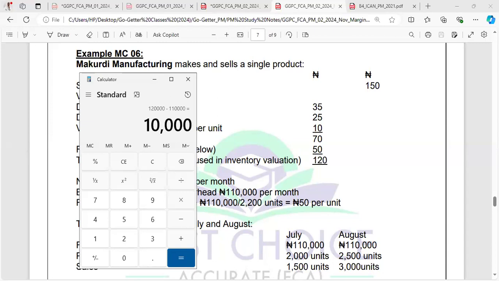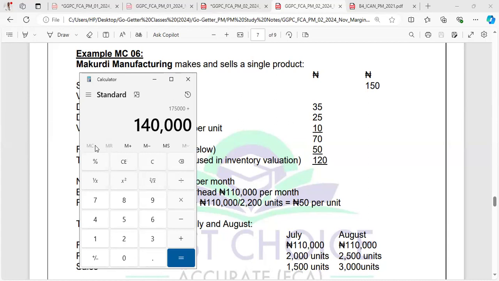In August, we already have an opening stock, which was the closing stock of July, 500 multiplied by 70, and it gives us 35,000. Let us memorize it. Now in August, we produced 2,500 units. So look at the cost per unit, 70. 2,500 produced multiplied by 70. This is your production cost, 175,000. Now let's add our opening stock.